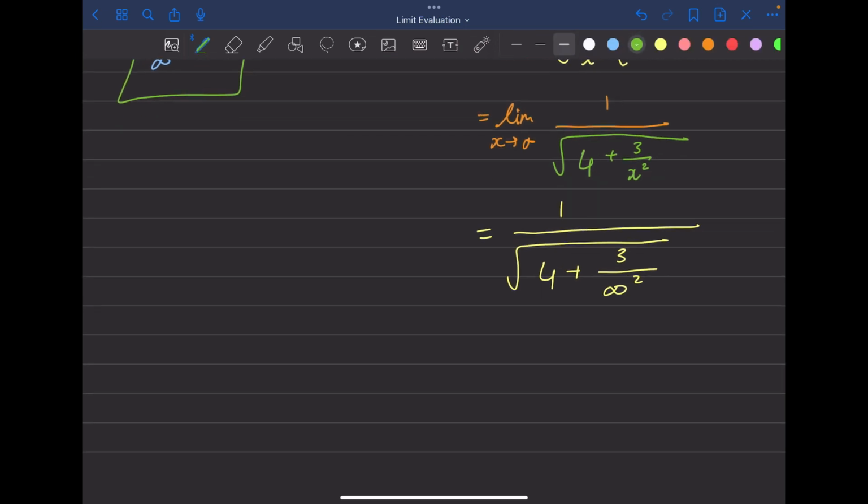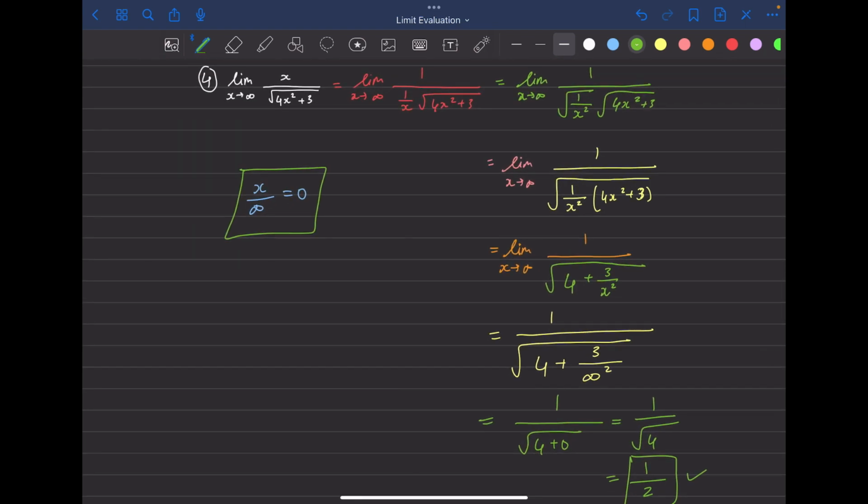And now, let's actually rewrite this. So this would be 1 over the square root of 4 plus 0, which is equal to 1 over the square root of 4, because 4 plus 0 is 4. And then this would be 1 over 2. Square root of 4 is 2, and that's it. We are done. This is our final answer. So I'm going to rewrite this now: we found out the limit as x approaches infinity of x over the square root of 4x squared, not cubed, squared plus 3 is equal to 1/2.